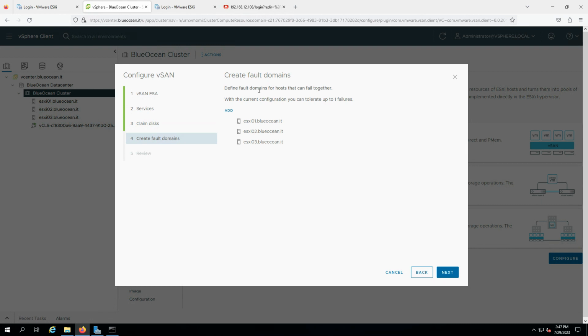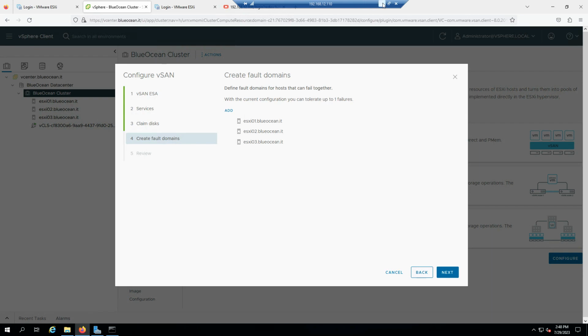And you say you don't want to create fault domains. Fault domain means by default I have one fault domain per host. That means if ESXi one has a problem, it will replicate the data on ESXi two and ESXi three.